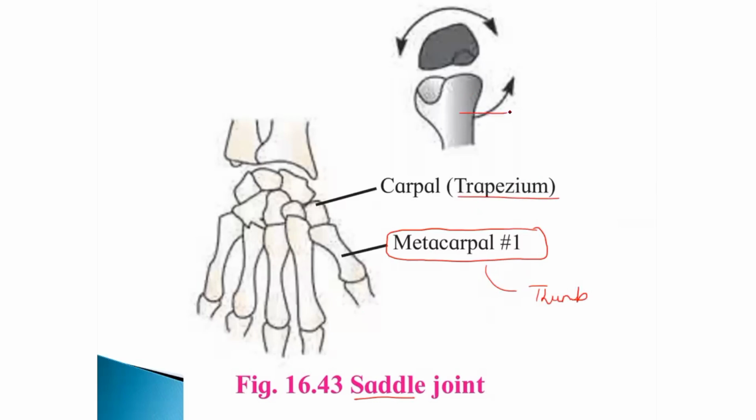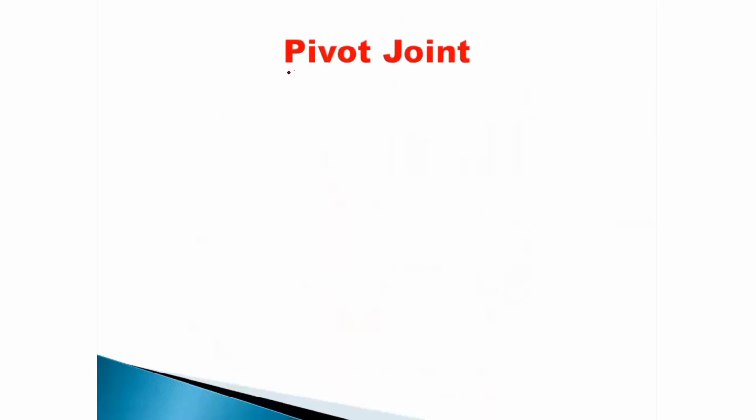So this is your metacarpal. Look at this. It is having this way cavity, and the other bone is placed like this. So they are placed at 90 degree to each other. So this is saddle joint. The next and the last joint is pivot joint. Most important, that pivot joint is a freely movable joint.